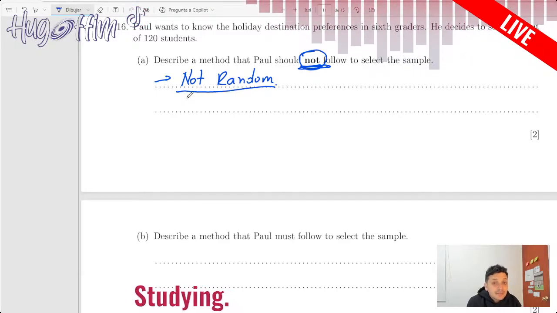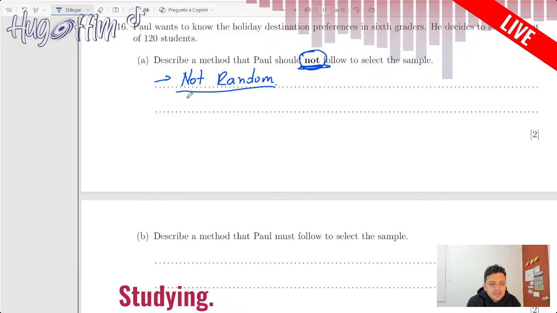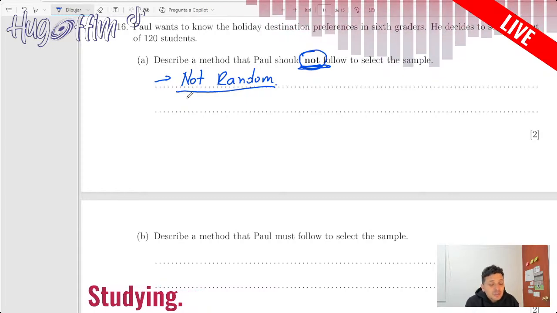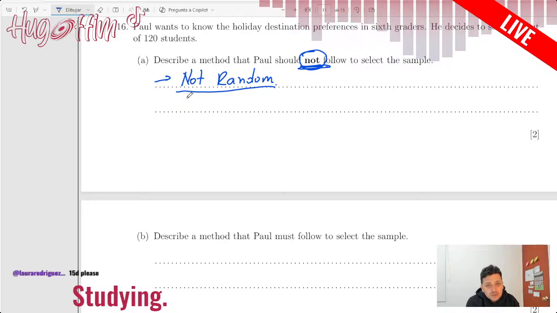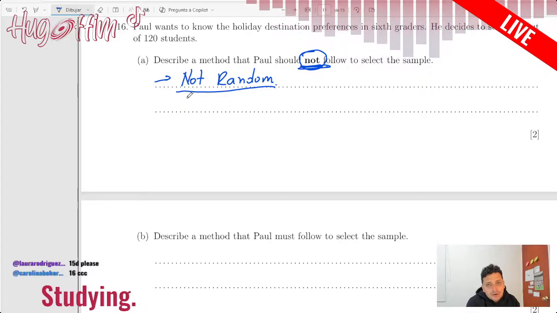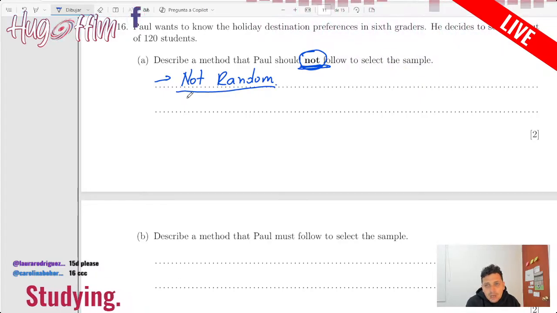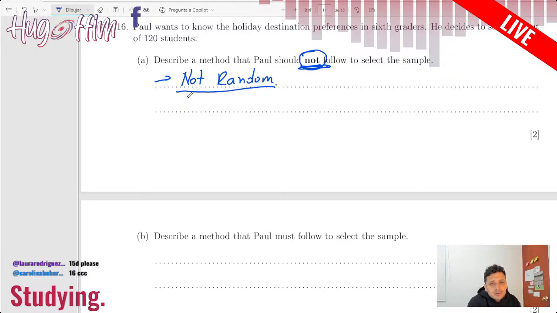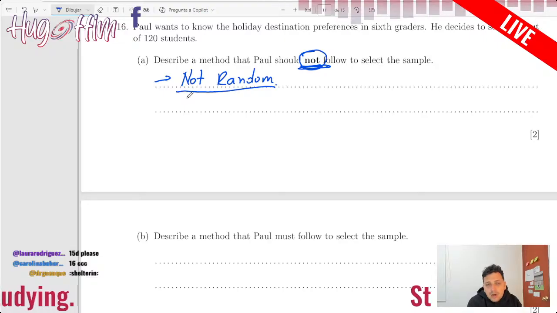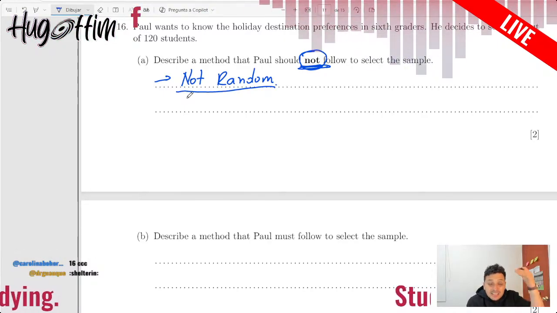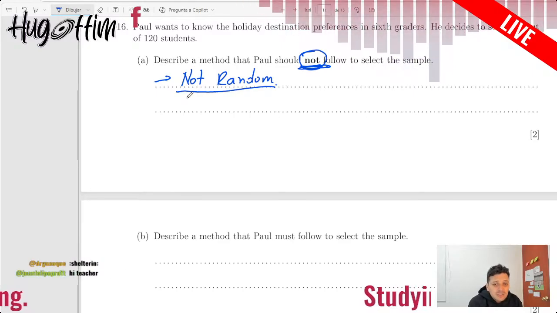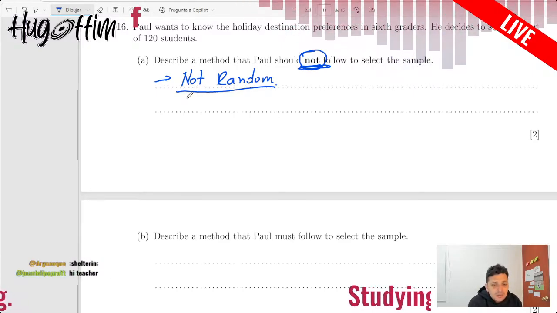So the method, let me finish here and then I'll check your answers again. Describe a method that Paul should not follow to select the sample. Any method that is not random is going to be wrong. For example, Paul wants to ask 45 of his friends. Or Paul is going to take all students of 6A. Or Paul is going to put the list of students and choose the first 45. Any method that is not random is not a good method to select the sample.